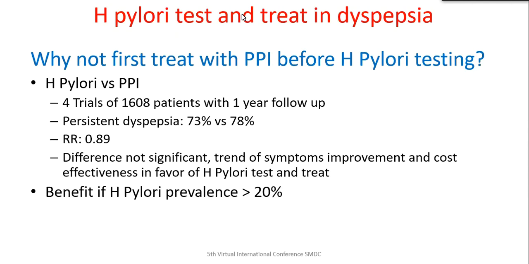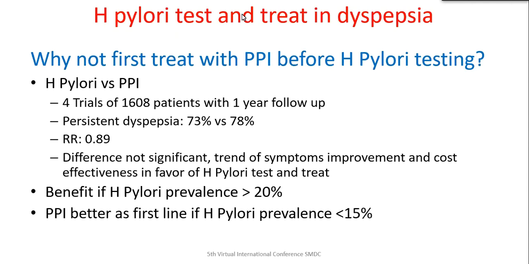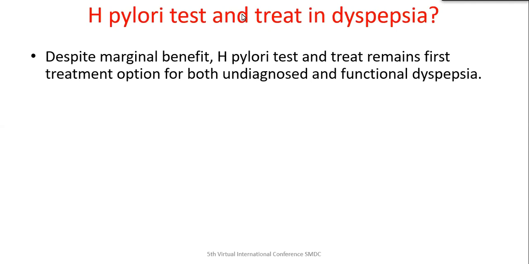What they have concluded is that the H. pylori test and treat policy is better if the prevalence of H. pylori is more than 20% in the population. And if the prevalence is less than 15%, PPI may be a better option as first-line therapy in dyspepsia. So again, you see the evidence is strong. They're very good studies, but the benefit is marginal.